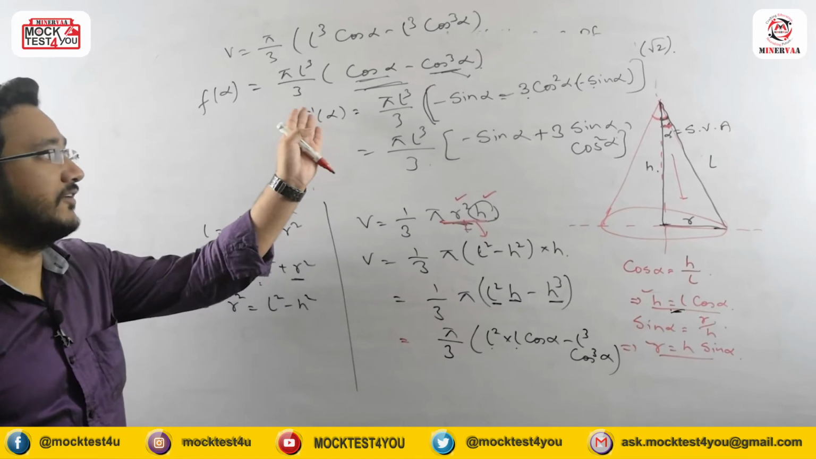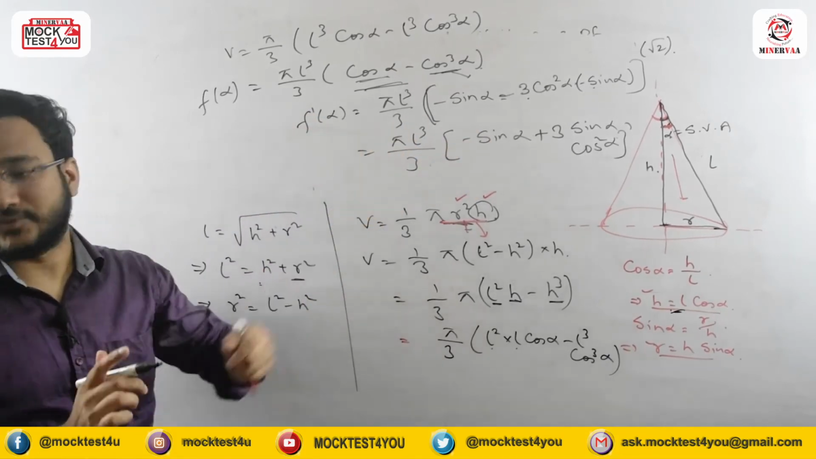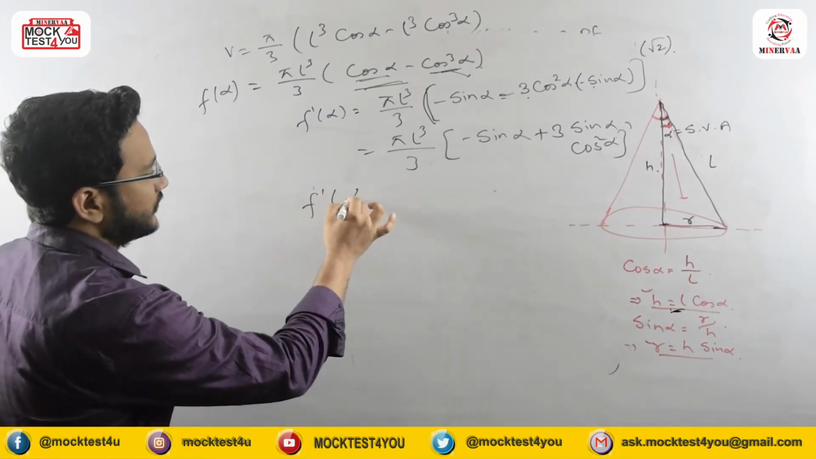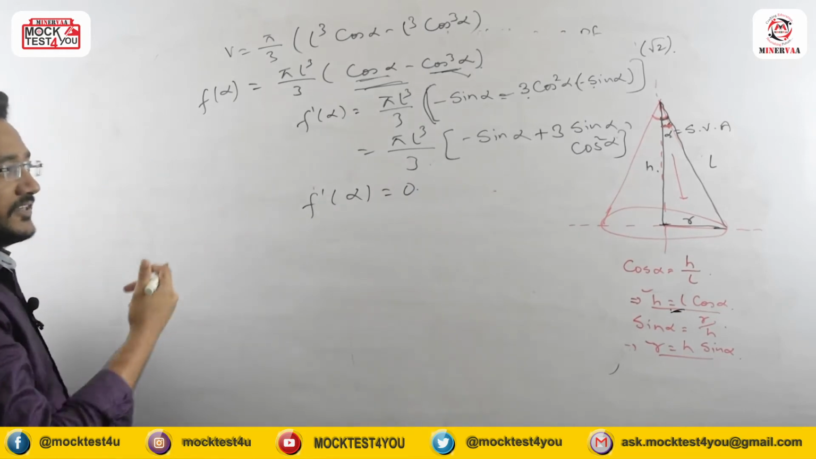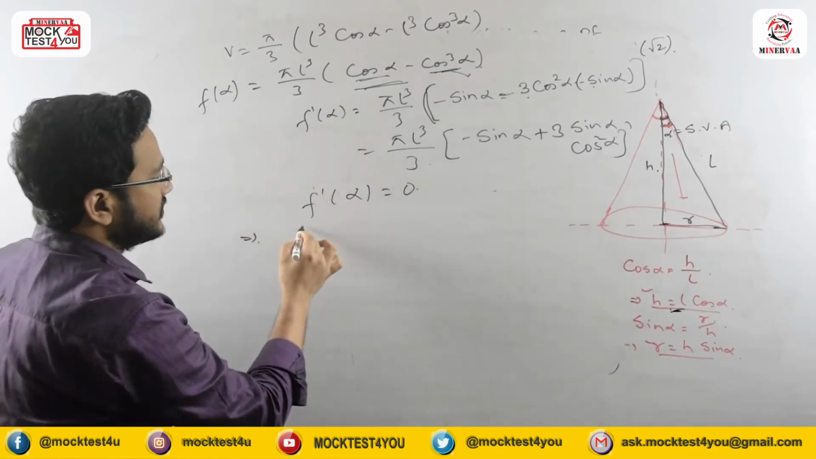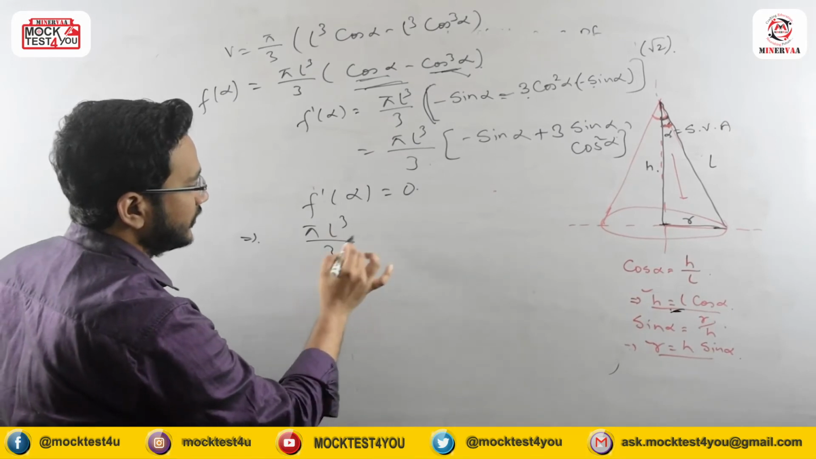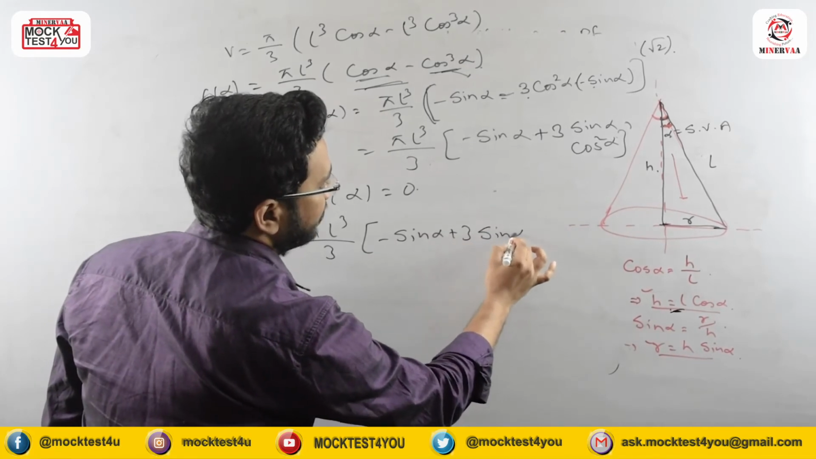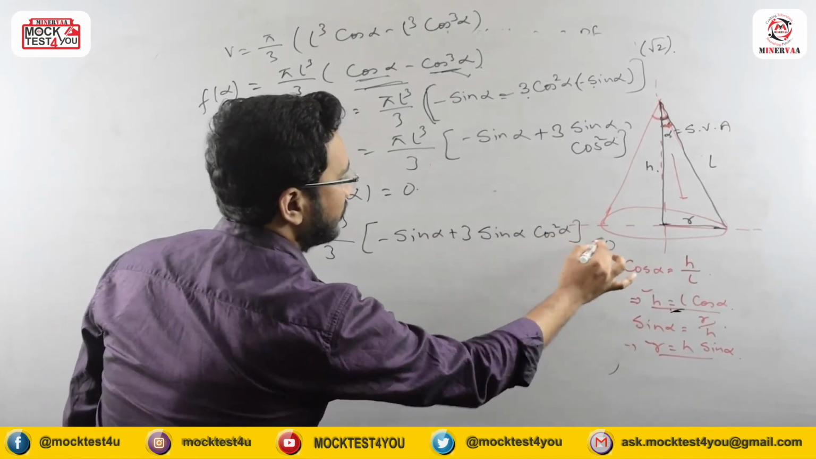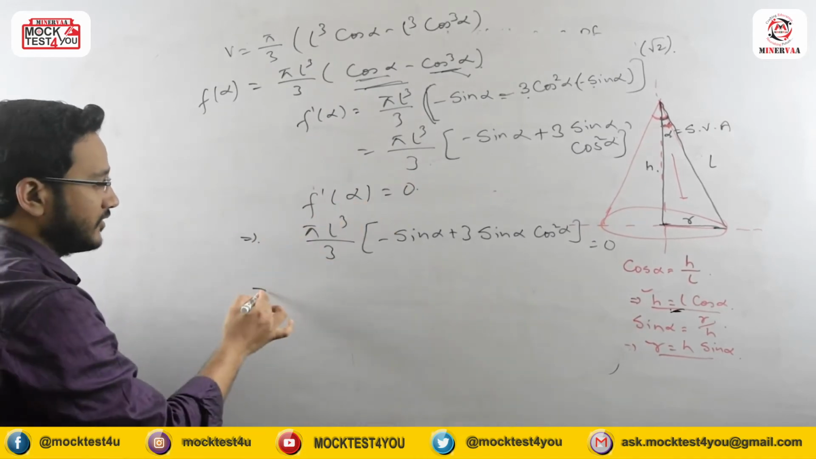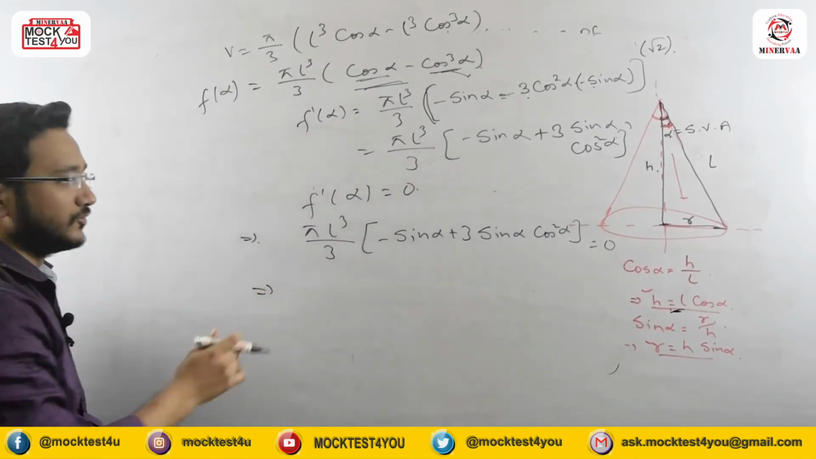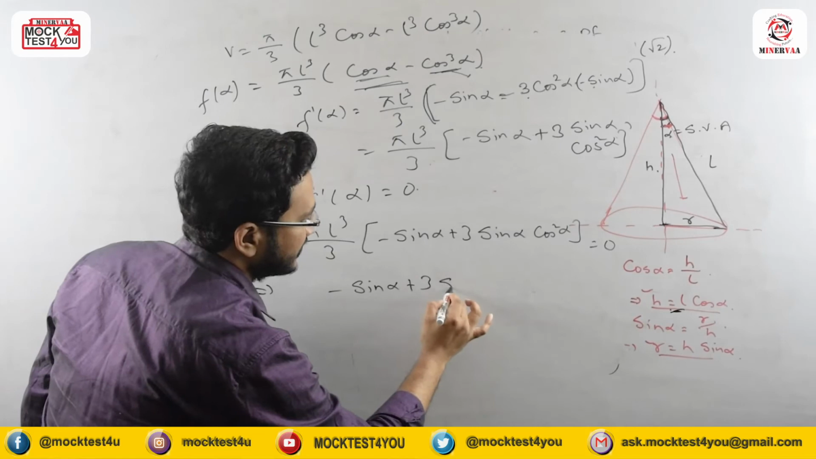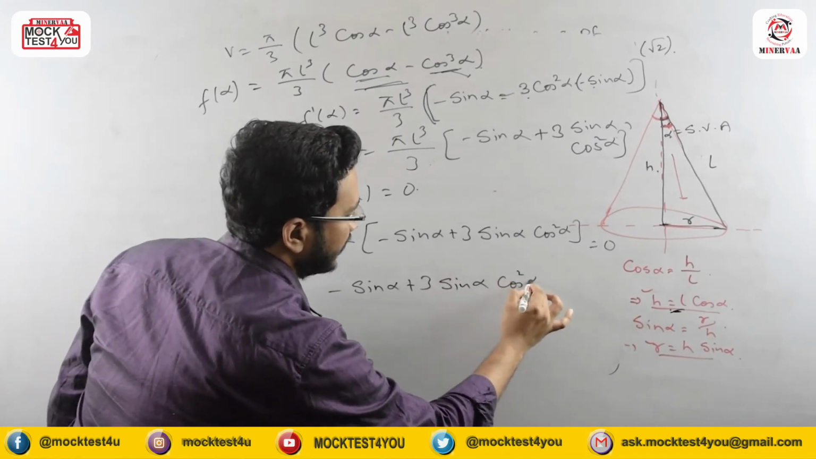Next step, putting f dash alpha equals to 0 and getting the value of alpha. Let's follow the next step then. Okay, f dash alpha equals to 0. Let's see, f dash alpha is what? Pi L cube divided by 3 times minus sin alpha plus 3 sin alpha cos square alpha. This one equals to 0. Pi L cube by 3 goes to the right side and becomes 0 because L cannot be 0. So it will be minus sin alpha plus 3 sin alpha cos square alpha equals to 0.